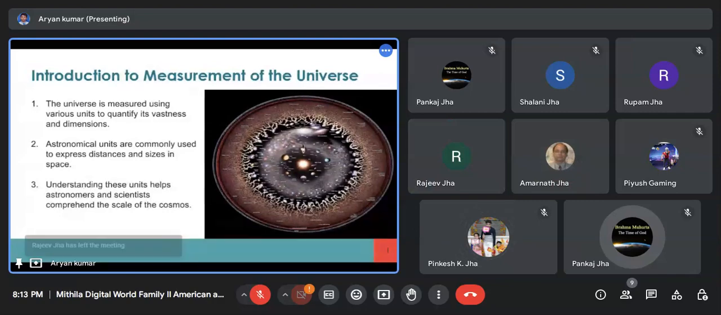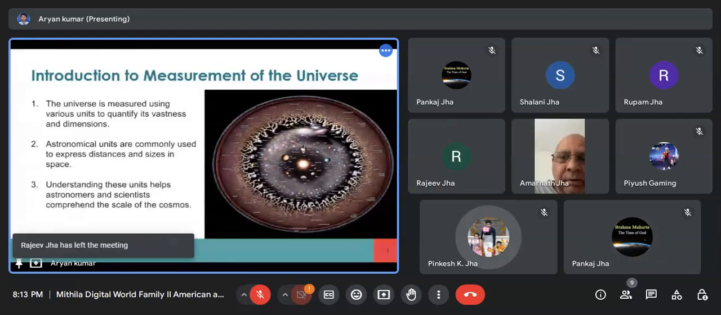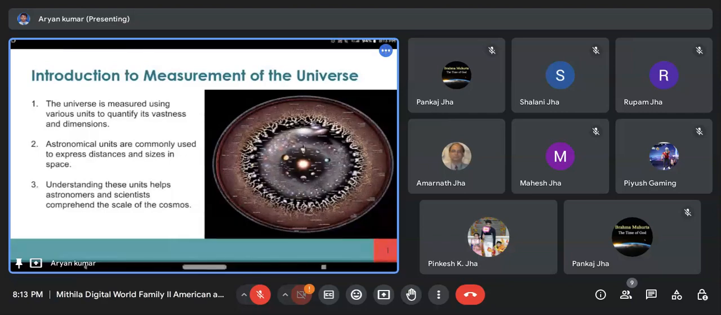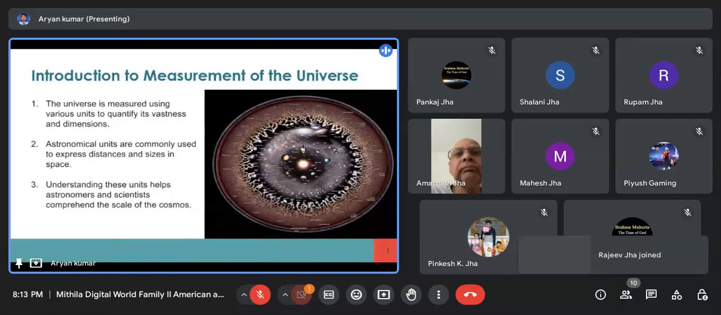Yes, right now we have started, and this is the first slide. It is about the importance of measurement in the universe. The universe is very large, and we need a scale to measure it. And these astronomical units are commonly used to express distance and size in the universe. This is the whole thing that we have covered.